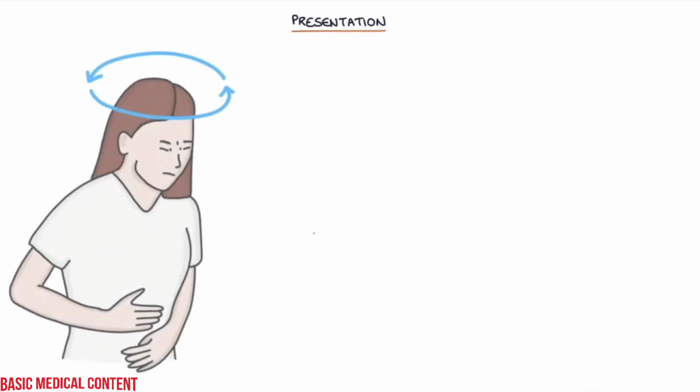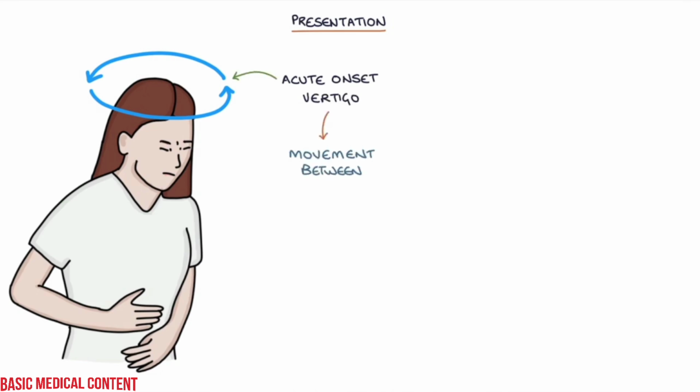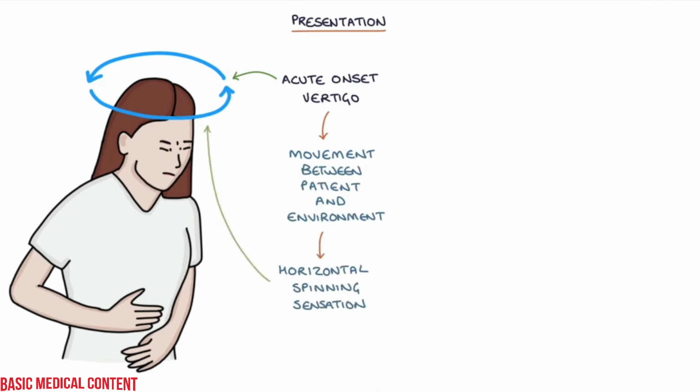Let's talk about the presentation. Typically, the history involves the acute onset of vertigo. Vertigo is a descriptive term for a sensation that there's movement between the patient and their environment. Often this is a horizontal spinning sensation similar to how you feel after spinning in a circle and then stopping abruptly.